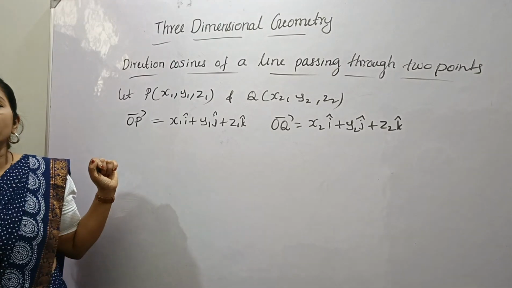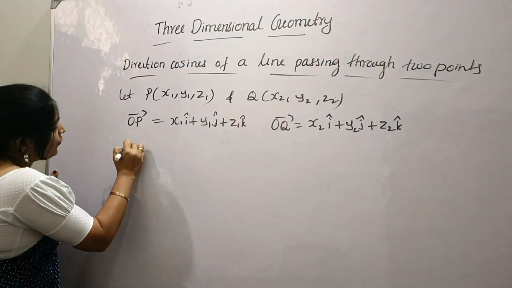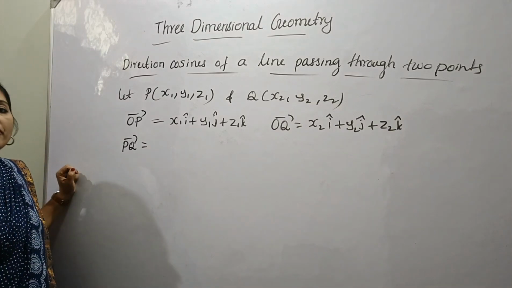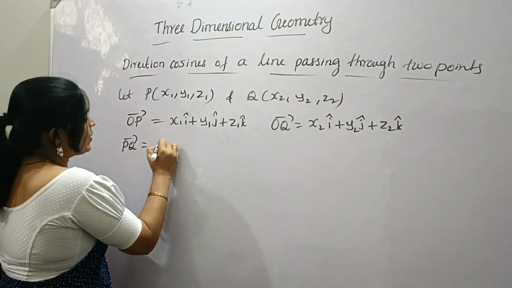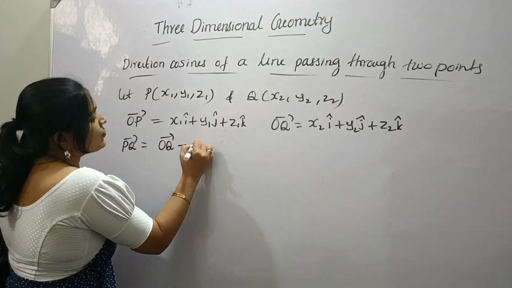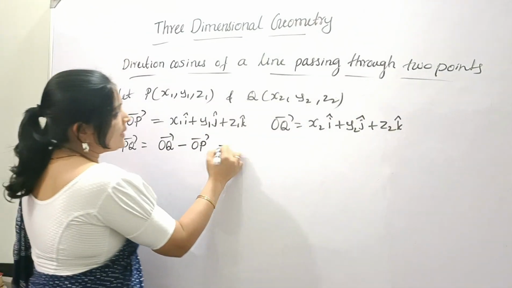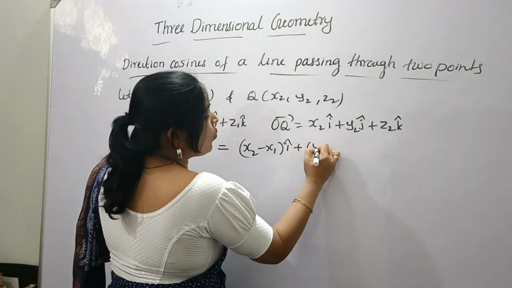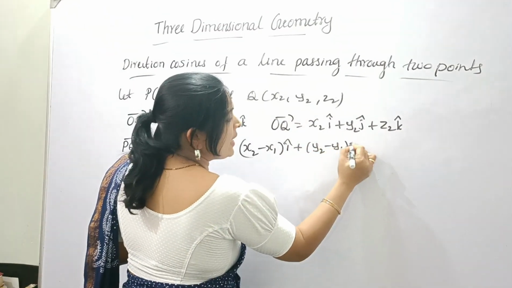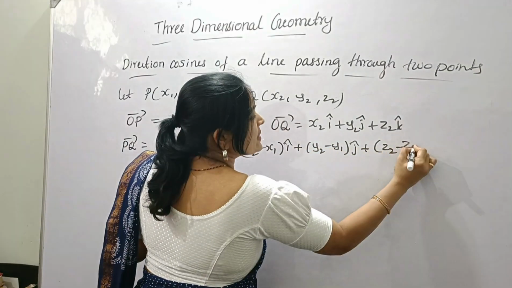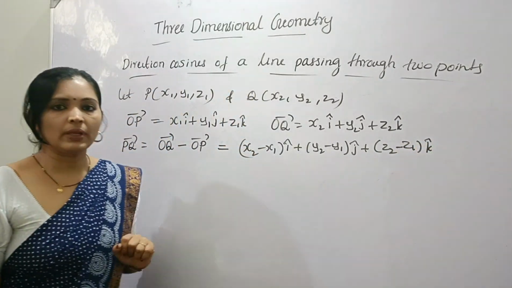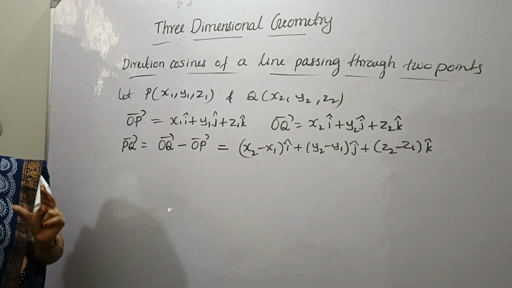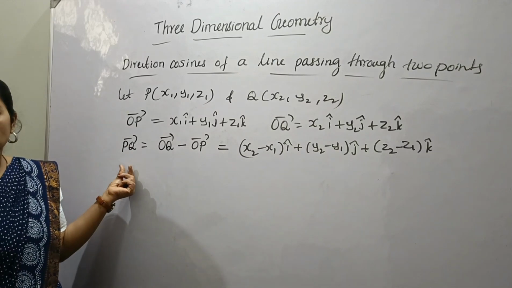Next we need to find vector PQ. What is vector PQ? By the triangular law of vector addition, vector PQ is equal to vector OQ minus vector OP. That is (x2 minus x1) i plus (y2 minus y1) j plus (z2 minus z1) k. So here we have got vector PQ, and we have to find the direction cosines of line PQ.